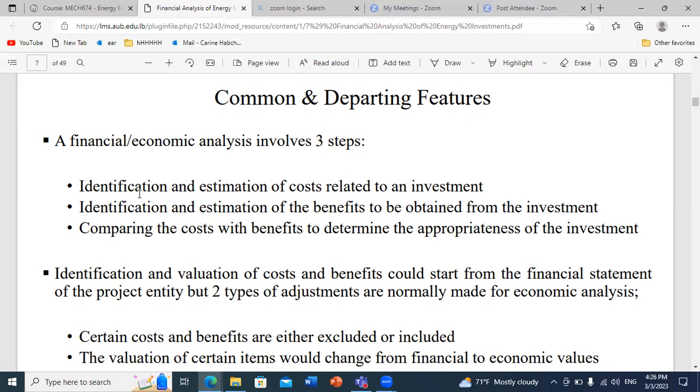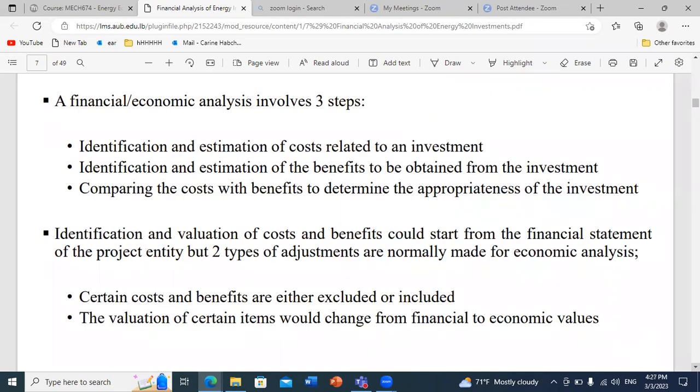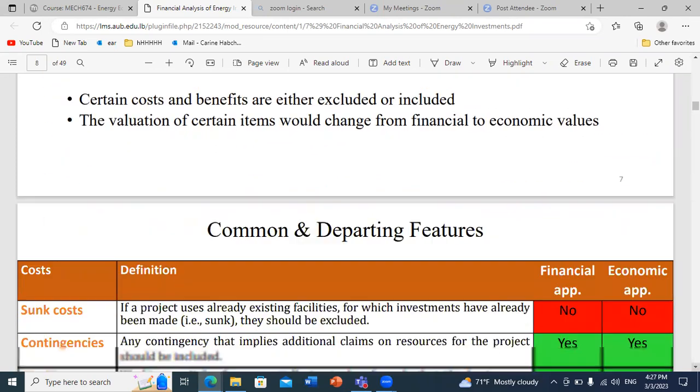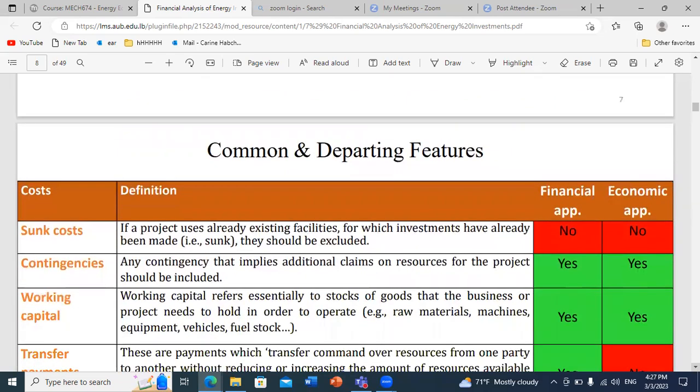Second, also, we should identify and evaluate costs and benefits that could start from the financial statement of the project. And here we have 2 types of adjustments that we should do if we want to compare with economical analysis. So we have that certain costs and benefits are either excluded or included, depending if you are doing a financial or economical analysis. And the valuation of certain items will change from financial to economic values. To understand this more, we'll go over this table, and then we'll do a small example to see the main difference between financial and economic appraisal.